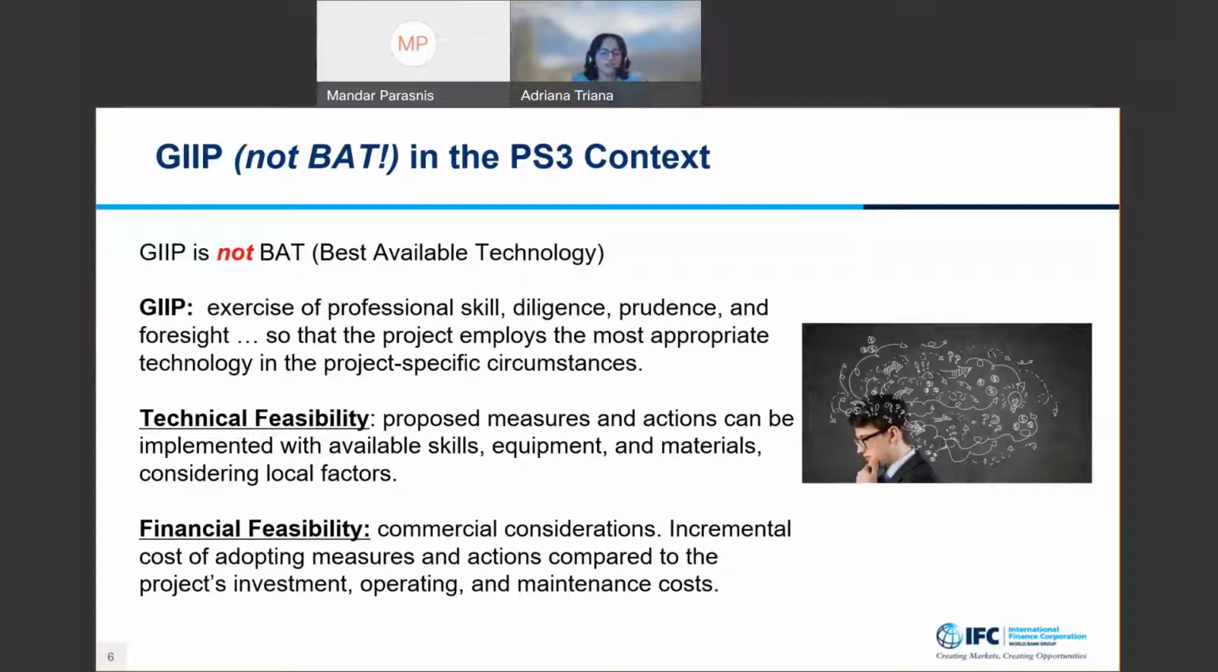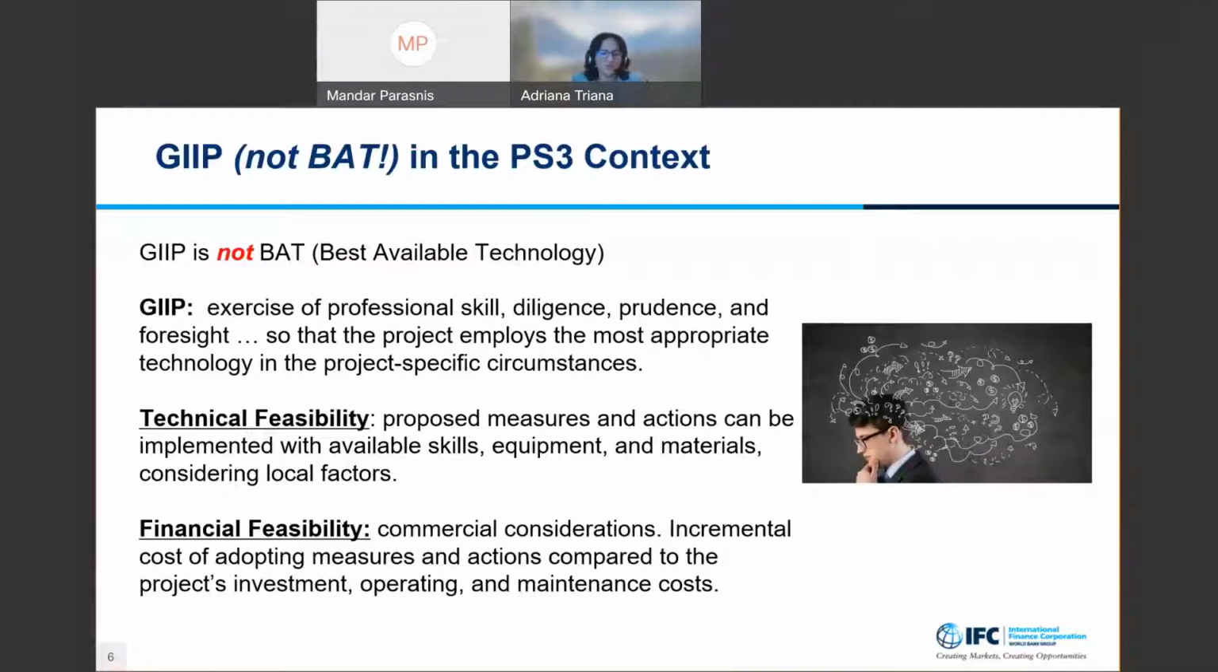So good international industry practice refers to the professional skills, diligence, and technology that are adequate for the project in the circumstances, as I mentioned before, taking into account the local legislation, the environment, the current situation. And financial feasibility is also considered, and it's not only that you take a look at the cost right now, but also the maintenance, the long-term cost.